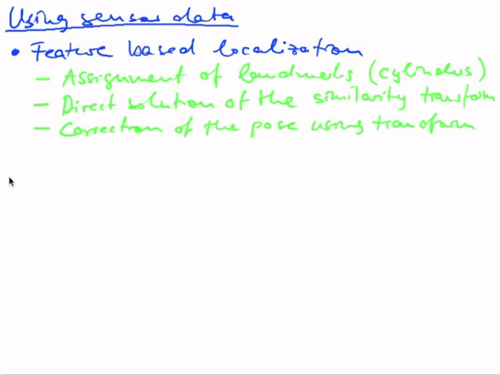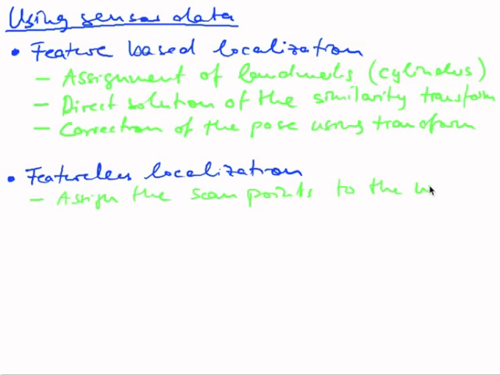Then the second part, we explored featureless localization by matching scan points to the walls of the robot's arena. So the first step was to assign the points to the walls of the arena, and in the second part we learned about the ICP to find the optimal transformation in an iterative fashion.